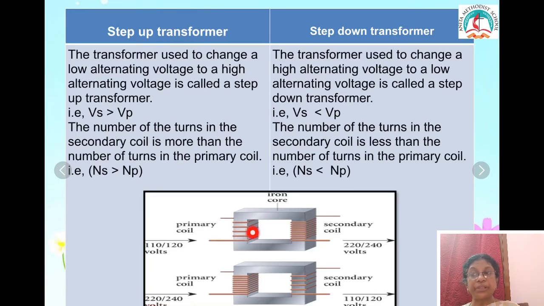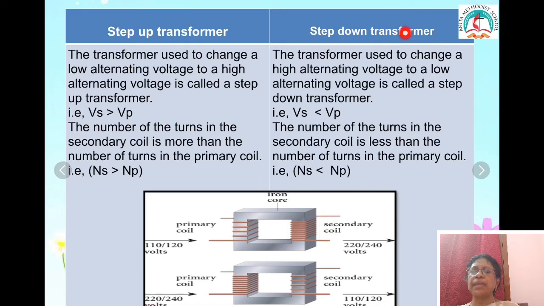What about the number of turns in the coil? If the voltage has to be more over here, the number of turns in the primary coil is less and the number of turns in the secondary coil is more. You call this a step up transformer. You are changing low AC voltage to high AC voltage. Here in the secondary coil the voltage is high, here in the primary coil the voltage is less. So low voltage to high voltage, you are stepping up the voltage.